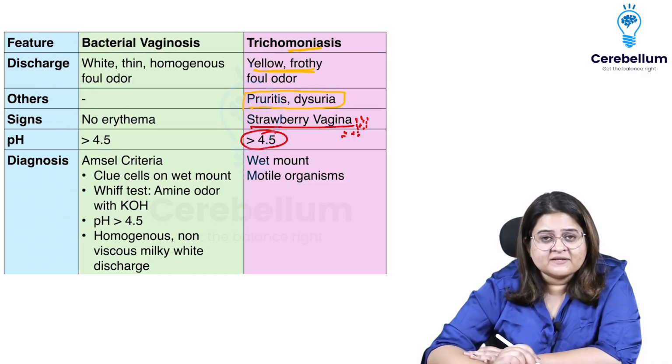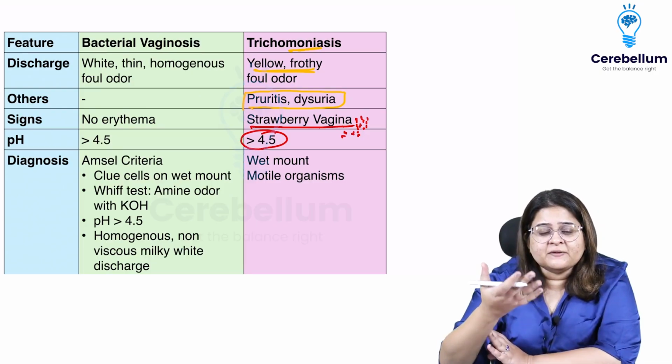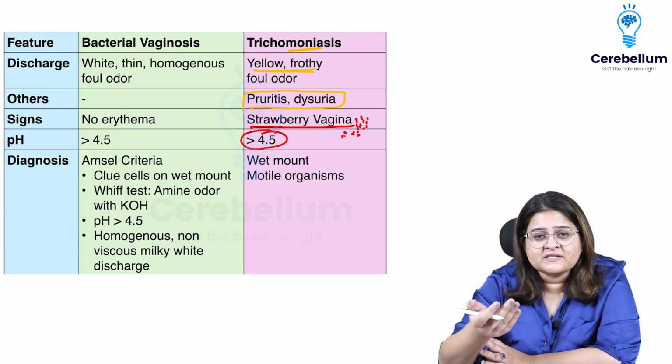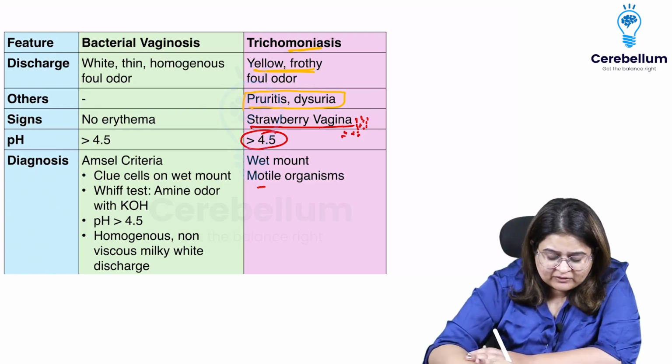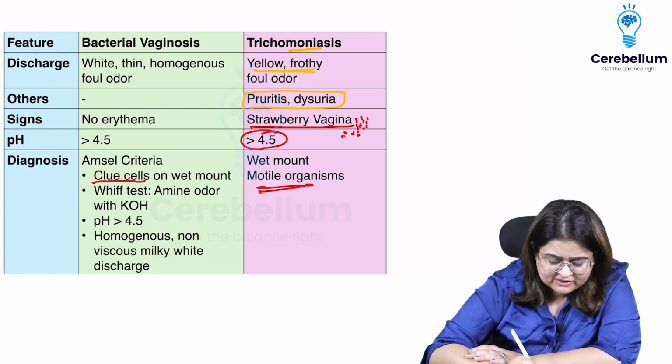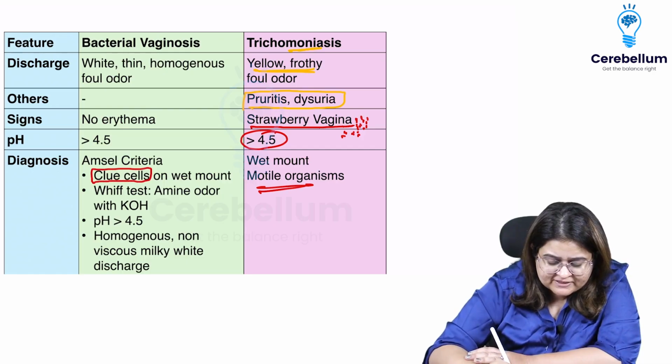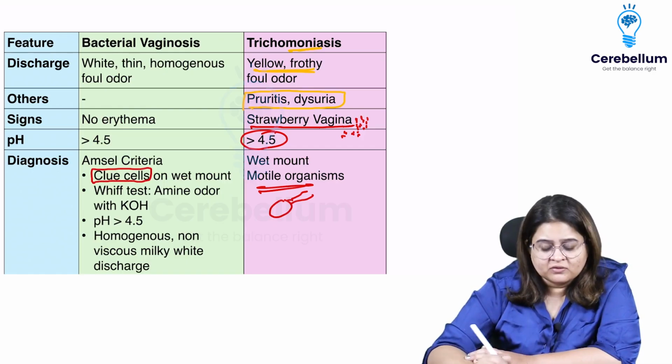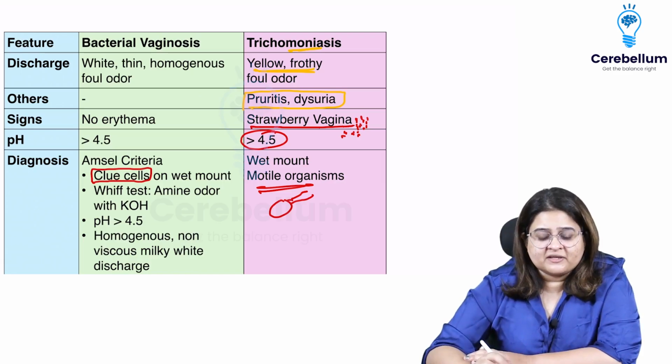Again, the pH is on the higher side, and when you prepare a smear, you'll see clue cells. Here we see the motile organism. So here you see clue cells in BV. Here you actually see the flagellated organism, Trichomonas vaginalis.